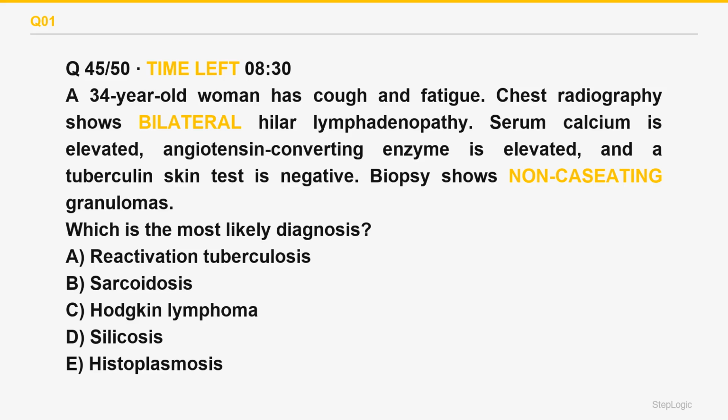Which is the most likely diagnosis? A 34-year-old woman has cough and fatigue. Chest radiography shows bilateral hilar lymphadenopathy. Serum calcium is elevated, angiotensin-converting enzyme is elevated, and a tuberculin skin test is negative. Biopsy shows non-caseating granulomas.